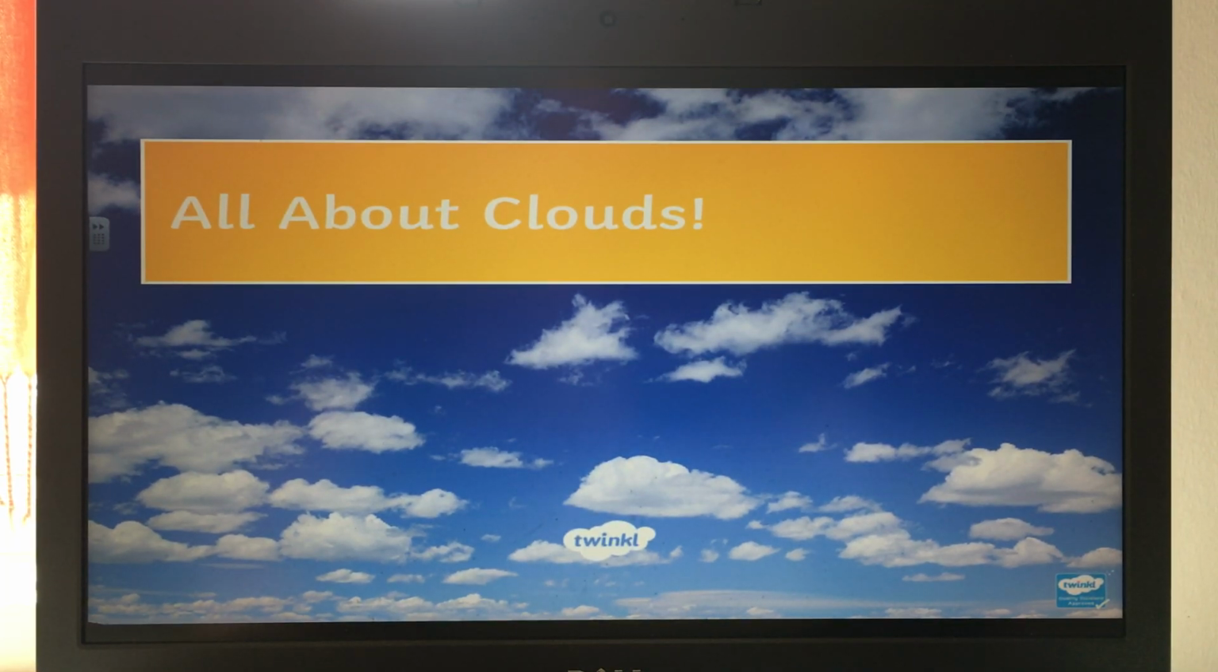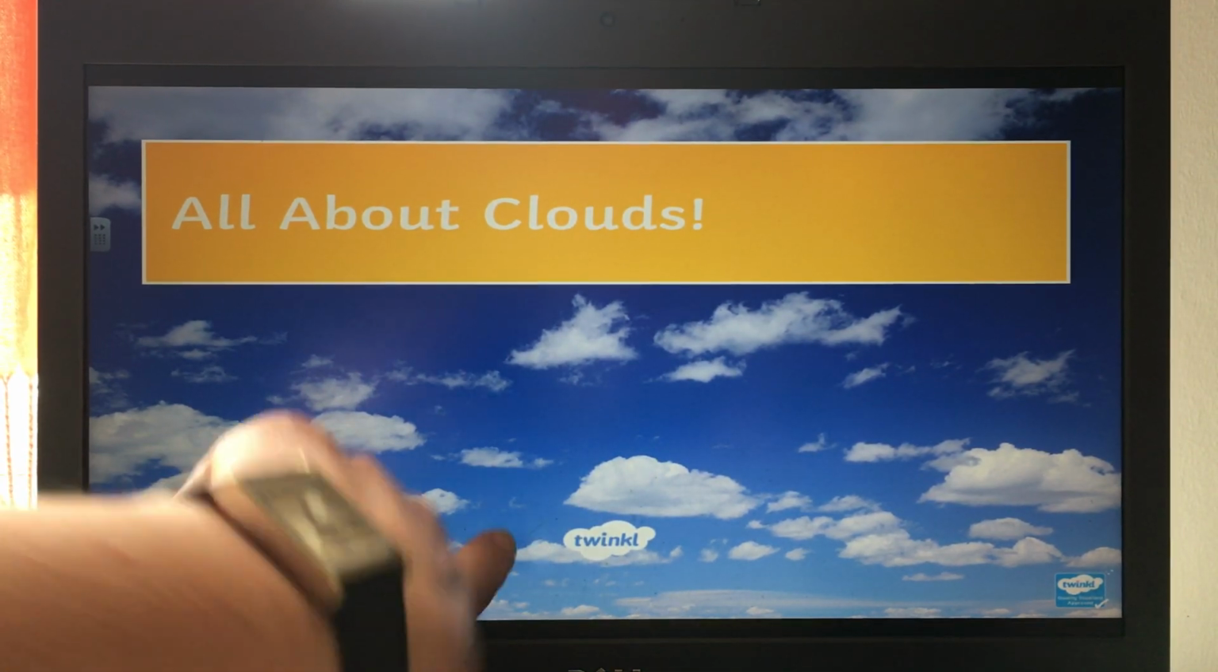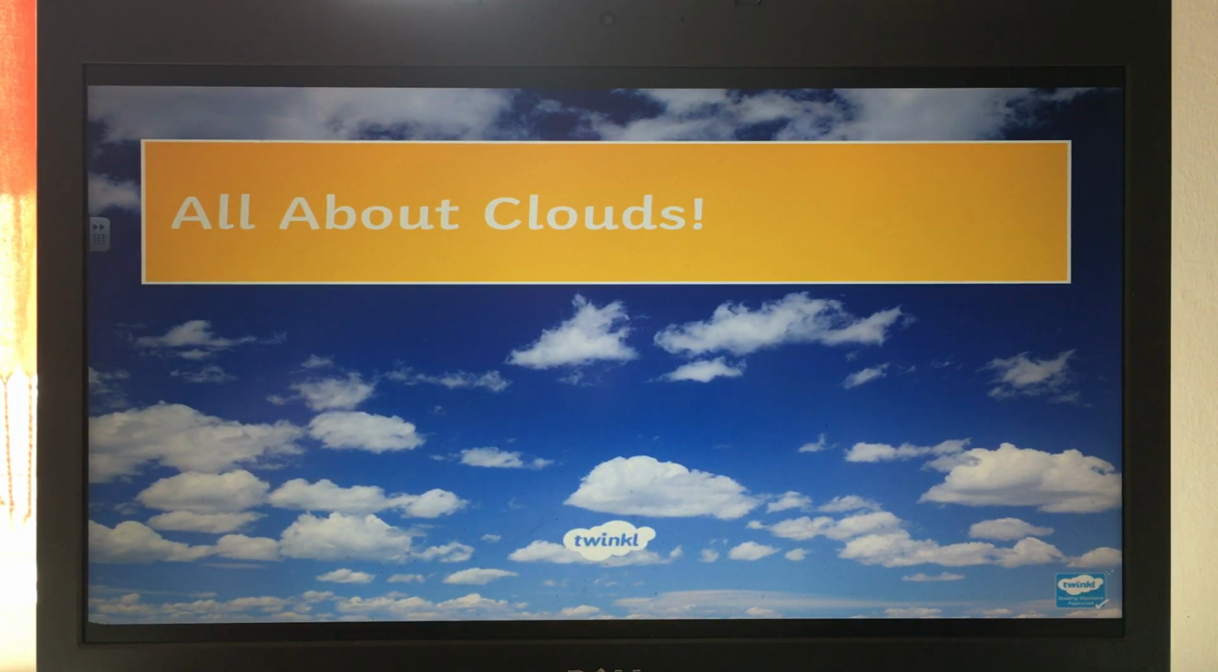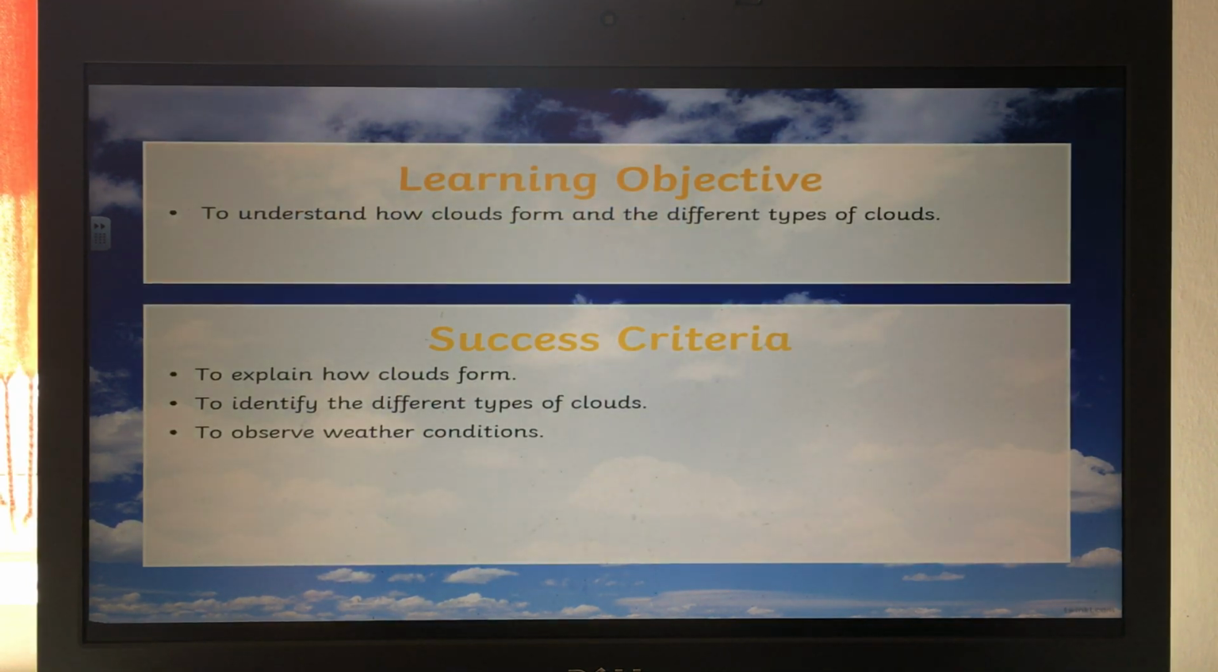Hello. So, Twinkle, a fantastic teacher resource, has given us a brilliant little PowerPoint that we can use for our meteorology unit. So, let's learn all about clouds. The learning objective is to understand how clouds form and the different types of clouds. We call it learning intention, of course.